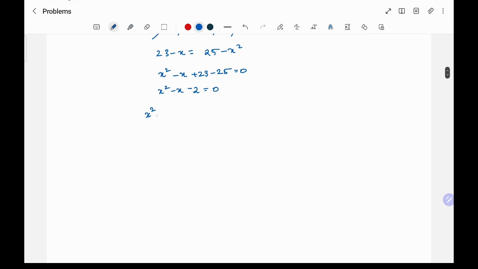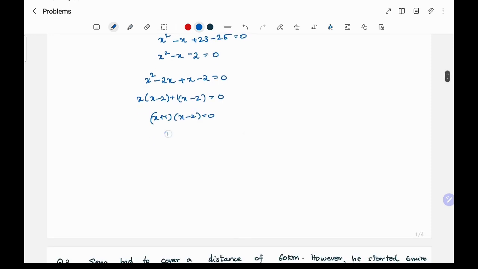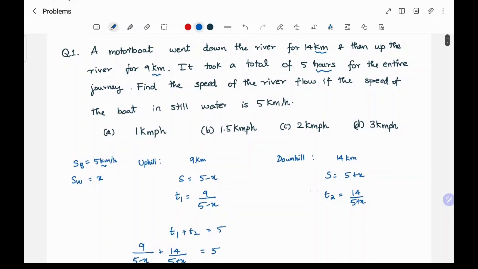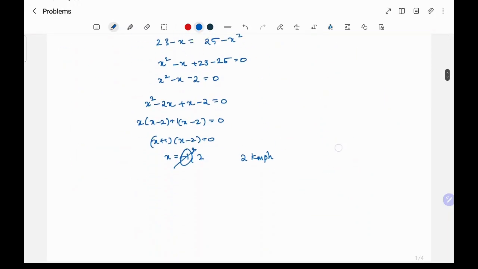So this you can write as x square minus 2x plus x minus 2 equal to 0. X into x minus 2 plus 1 into x minus 2 equal to 0. So x plus 1 into x minus 2 equal to 0. So x equal to minus 1 or 2. Negative it can't be. So x is 2 km per hour. So the answer is option C, 2 km per hour.